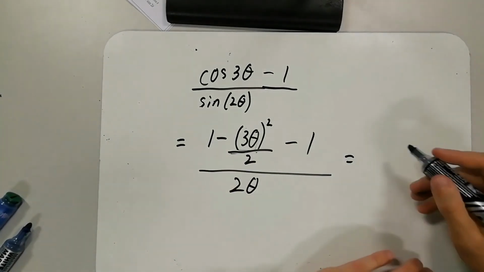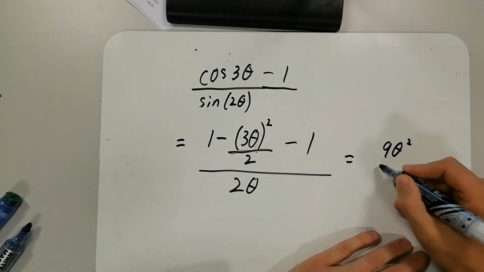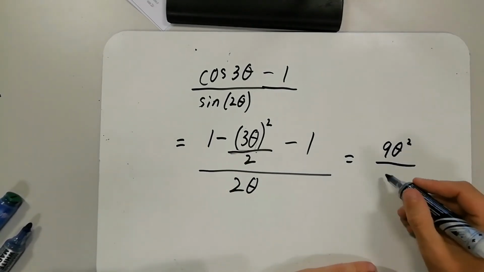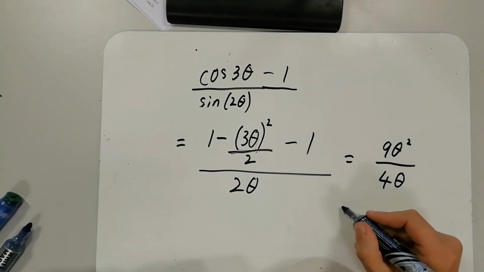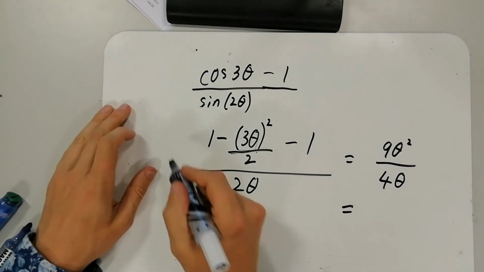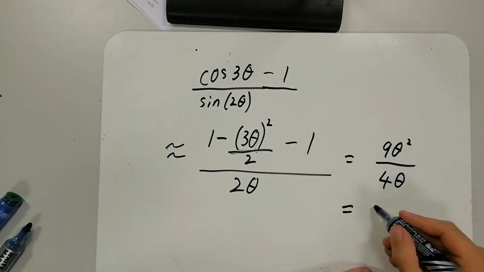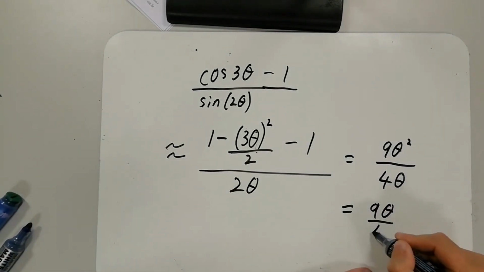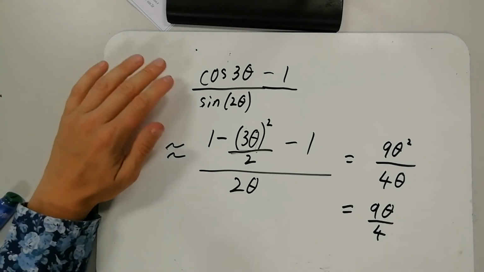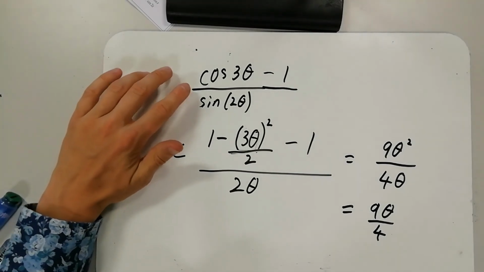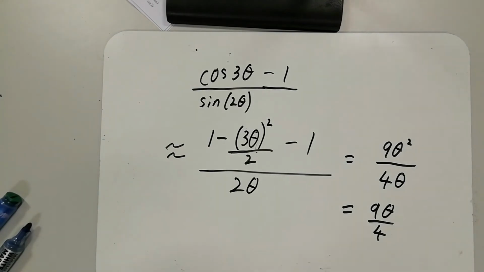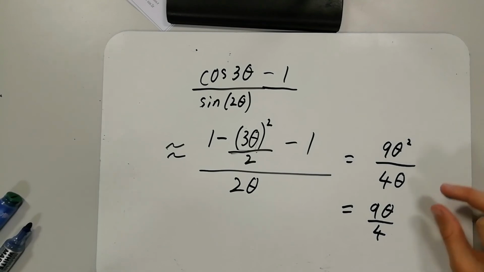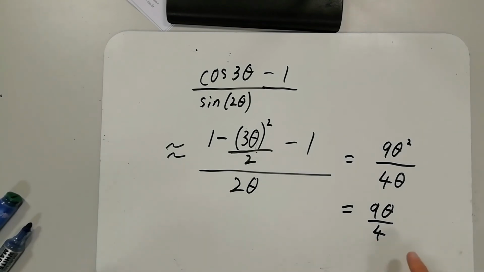Tidying up, my 1's cancel. That 2 and that 2 are both denominators, so that can become a 4 theta. Should make that approximately, end up with 9 theta over 4. So if I wanted to know the value of 3 cos theta minus 1 over sine 2 theta, and I knew that my angle was very, very small, I can use my small angle approximations and know that that will be roughly the same as the value of 9 theta over 4, only if theta is small and only if measured in radians.